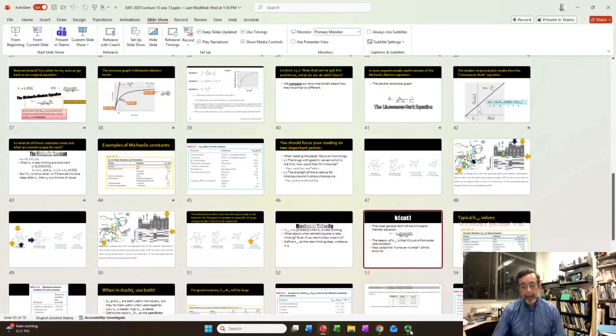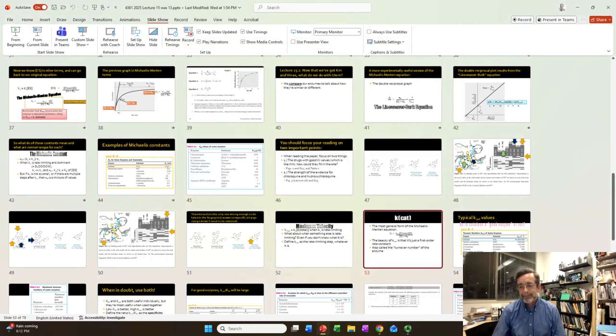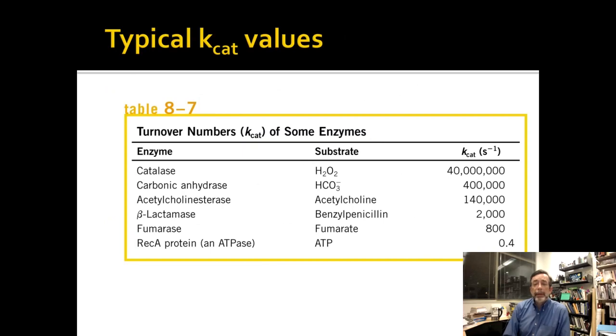And the beauty of kcat is it's just a first order rate constant. It's a simple exponential decay. It's the kind we talk about in physical chemistry all the time. So it's just a simple number that you can use to say how fast your enzyme goes. And so look at these. Usually you get kcats in about the 100,000 to 1,000 range. Okay, this one at the bottom, the RecA protein, is really slow. 0.4 is a small number, therefore it's a slow enzyme.